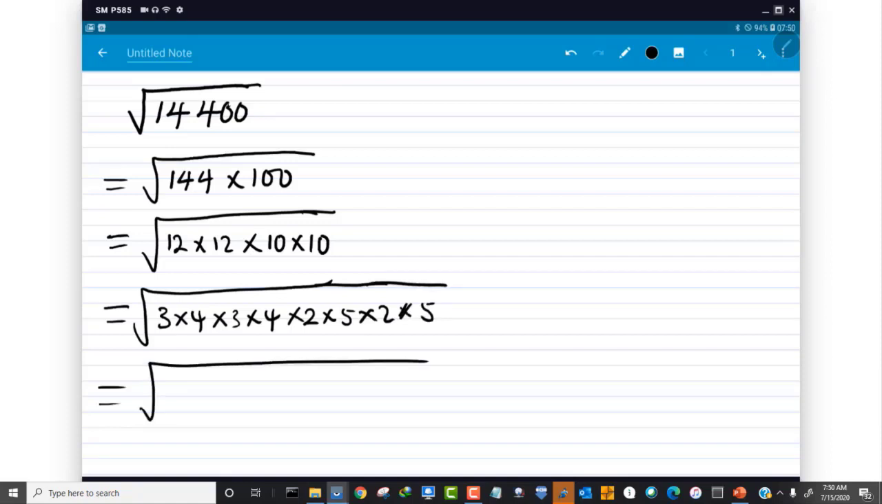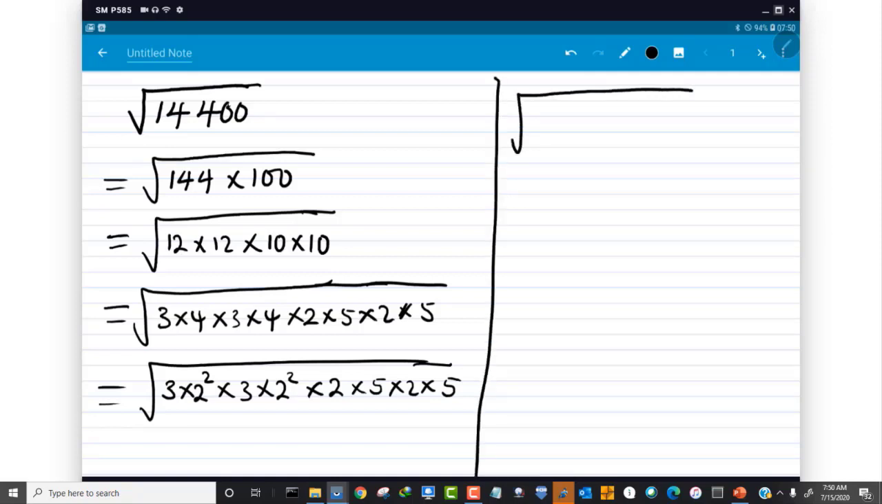So this gives us 3 times 2 raised to the power 2 times 3 times 2 raised to the power 2 times 2 times 5 times 2 times 5. So then we have the square root of, this will be 2 raised to the power 1. So we have a total of 2 raised to the power 6 times 3 raised to the power 2 times 5 raised to the power 2. So we have expressed the number in prime factorization.